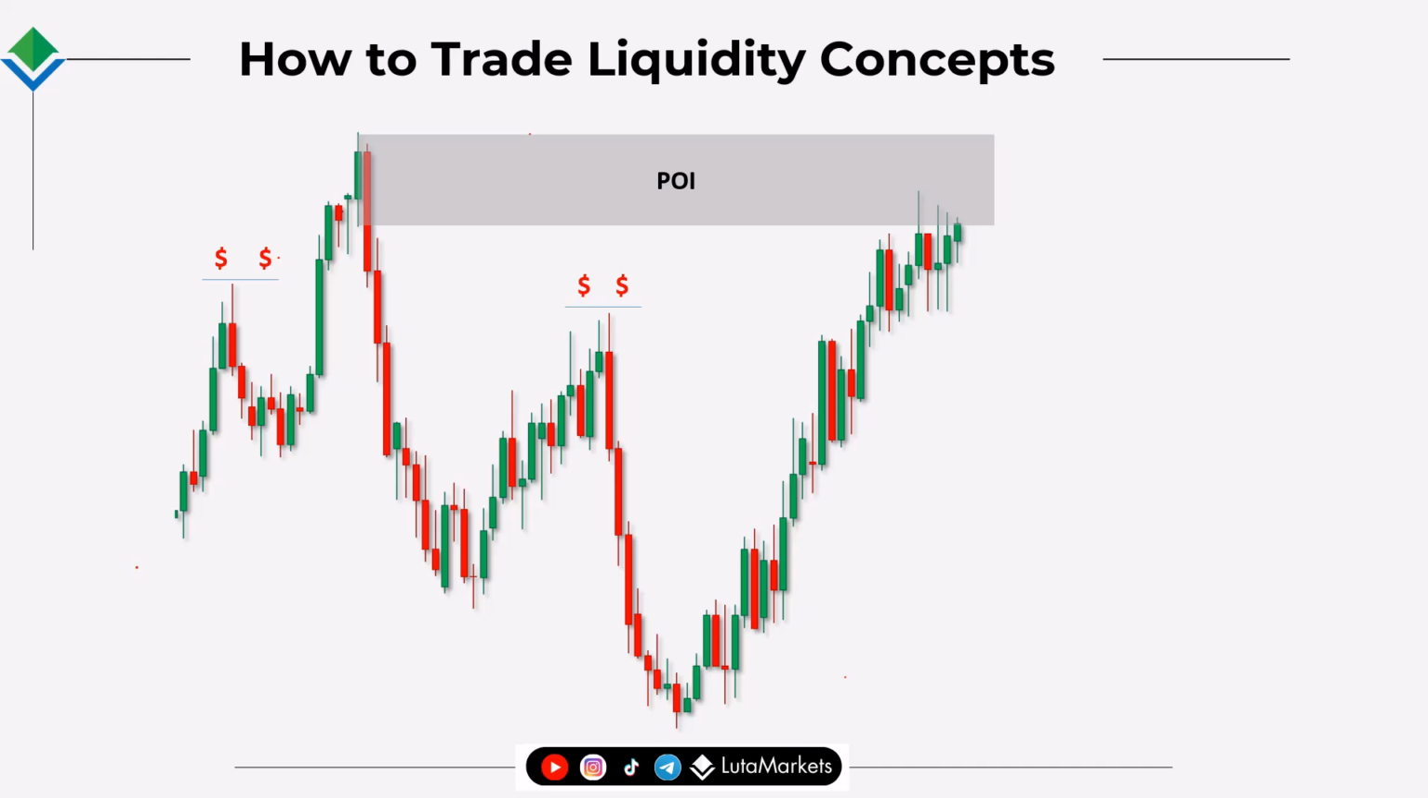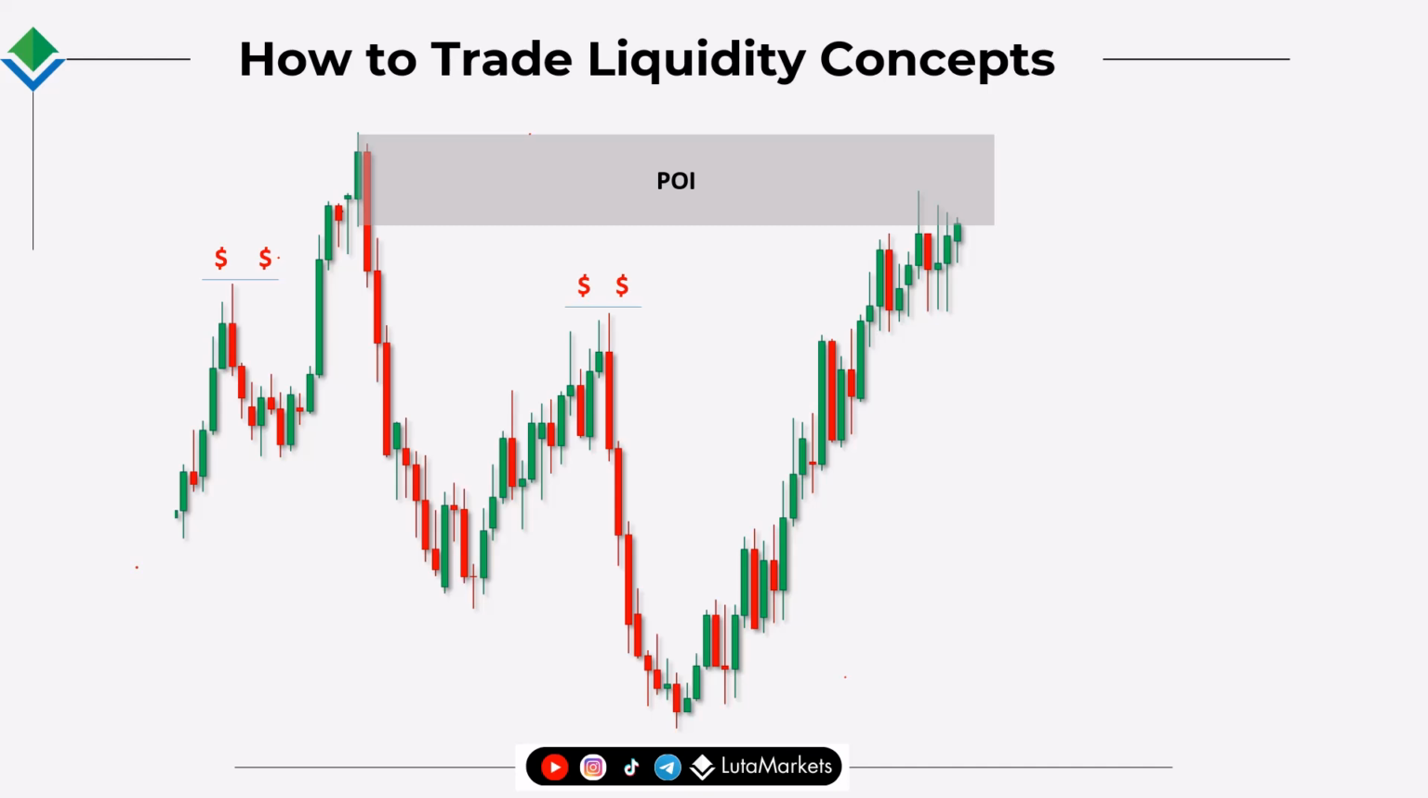Combine with POIs. Align liquidity sweeps with points of interest, such as order blocks or fair value gaps, to increase the probability of your trades. Confirm with market structure. Use break of structure, BOS, or change of character, COCH, to confirm that the market is shifting direction after a liquidity sweep.